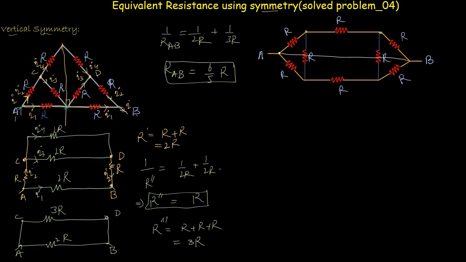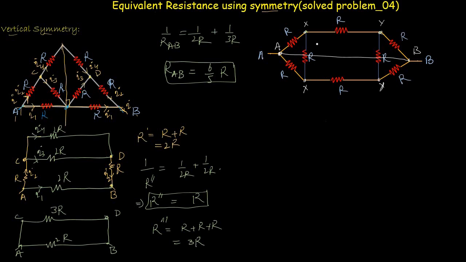So now let's say the voltage at this point is A, and the voltage at this point is X, and the voltage at this point is Y, and the voltage at this point is B. Now the voltage at this point is X, so the voltage at this point will also be X, and the voltage at this point will also be Y, because there exists the horizontal symmetry in this network.